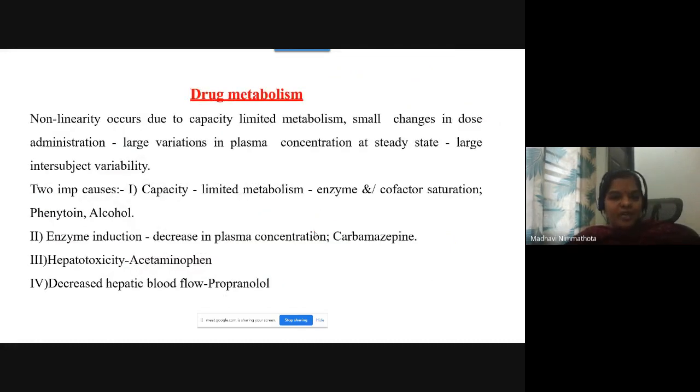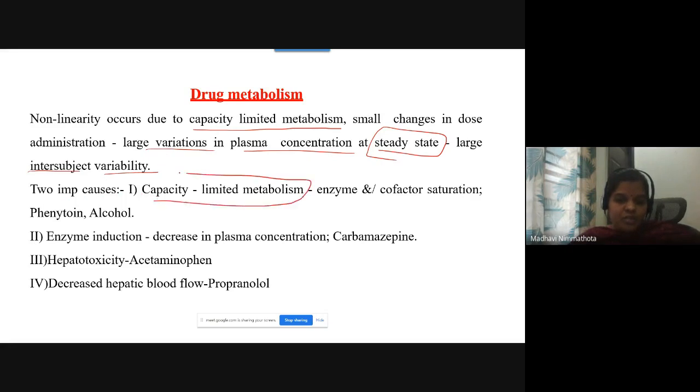So how about metabolism? In case of metabolism, non-linearity will occur due to capacity limited metabolism. With small changes in dose administration, there are large variations in the plasma drug concentrations at steady state. So you might have seen this inter-subject variability. So what it is saying, here there are two important causes. Here you need to focus only on capacity limited metabolism.